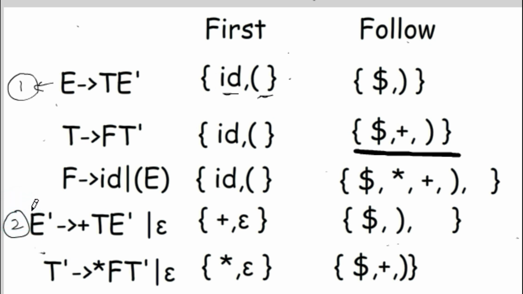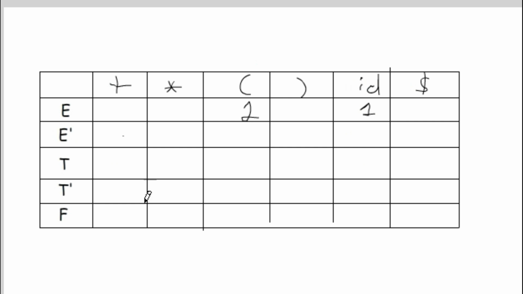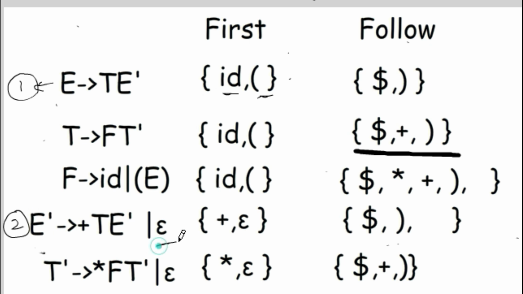We can give any number to any equation. So we will give the second number to E dash. Now the first of E dash is plus and epsilon. Since there is plus, we will write 2 because it's the second equation in the plus. Now what about epsilon? If there is an epsilon, what do we do in this case?